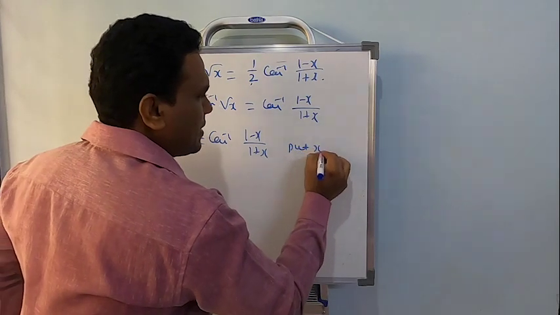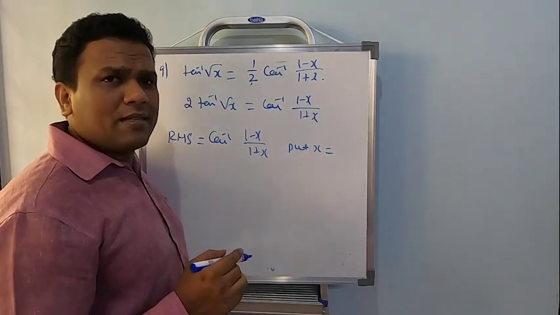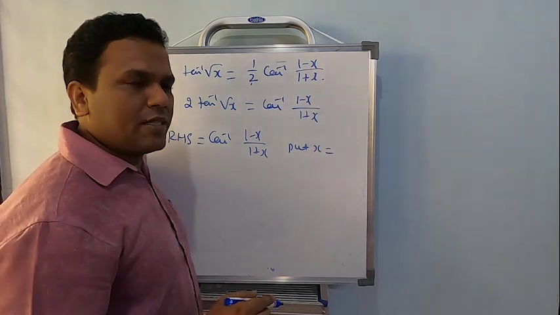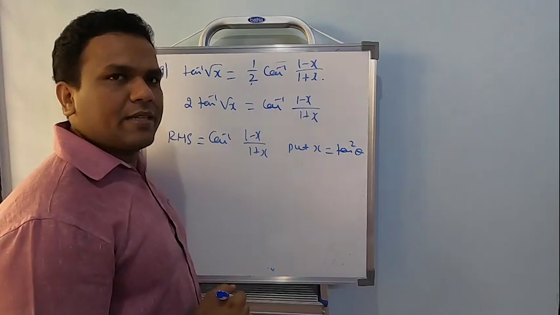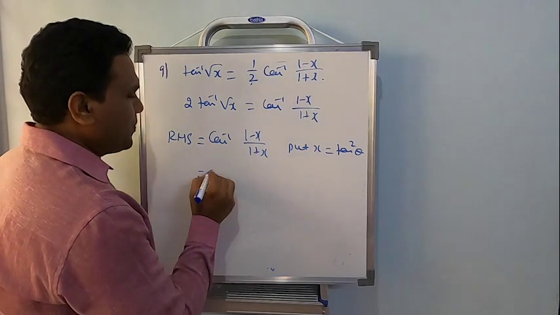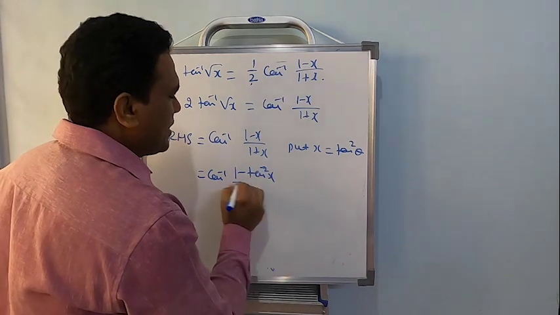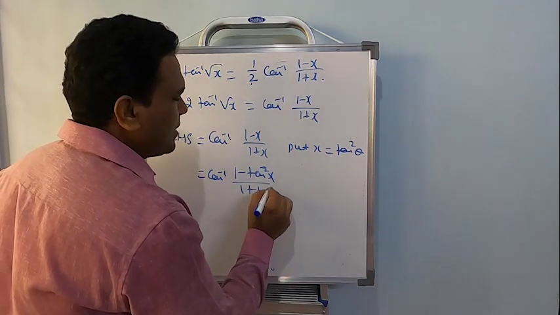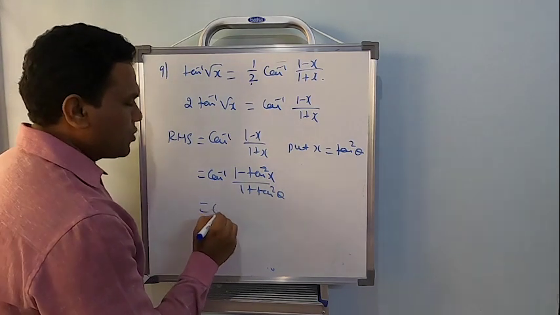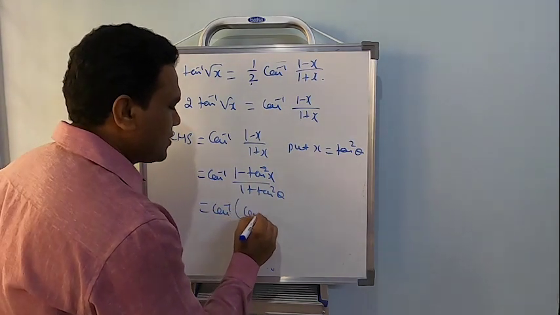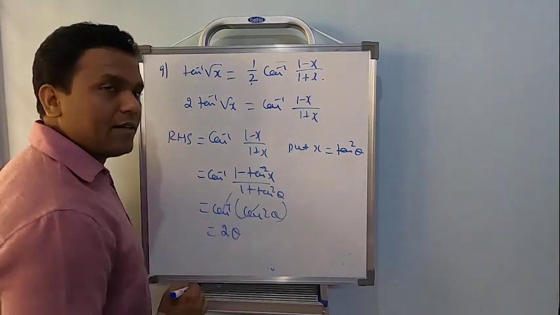The hint is, you can notice actually this is something similar to (1 minus tan square theta) by (1 plus tan square theta). So what I will do here, let me consider x equal to tan square theta. Substitute here. Cos inverse of (1 minus tan square theta) by (1 plus tan square theta). So it's (1 minus tan square) by (1 plus tan square), which is cos 2 theta. So cos inverse cos 2 theta. You can eliminate this. The remaining value will be 2 theta.